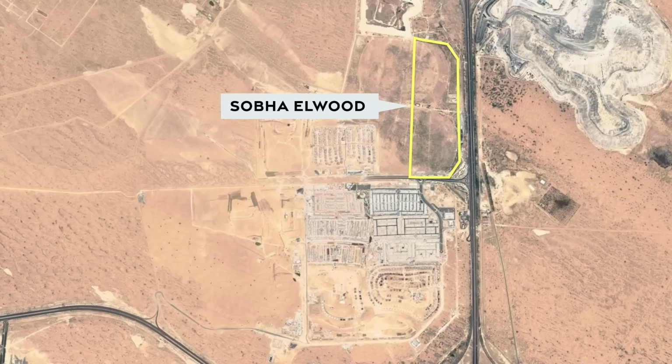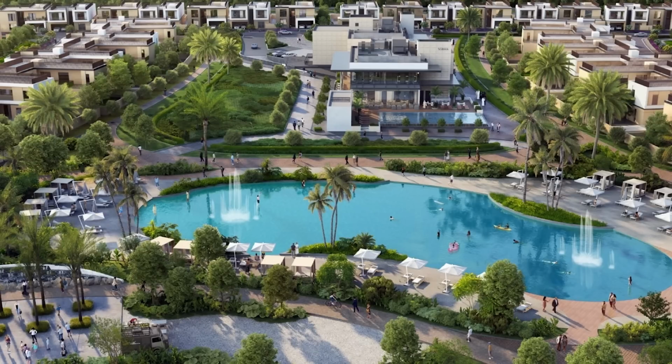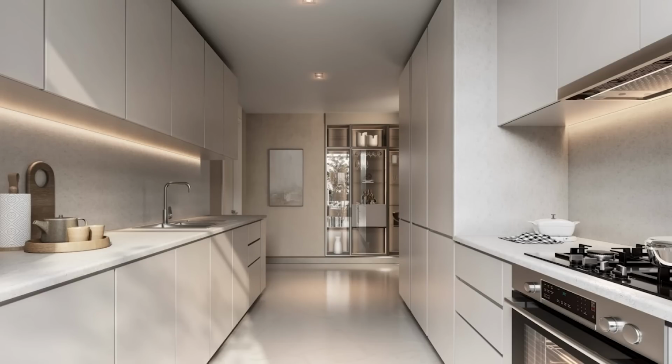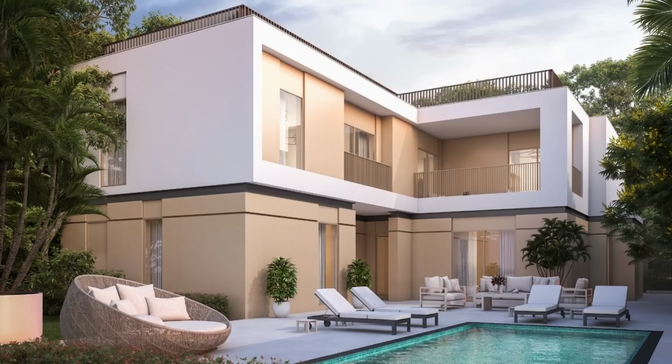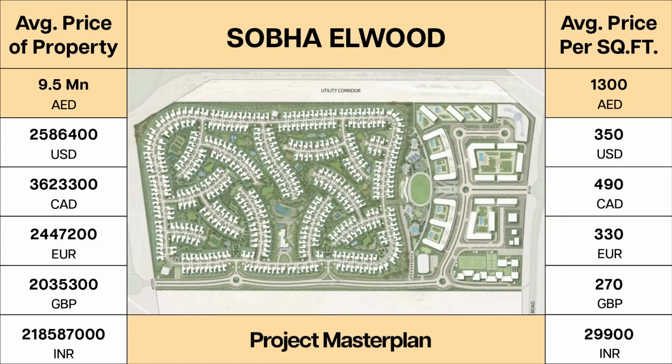Moving on to Sobha's new community, Sobha Elwood, which offers independent villas. The community features 7 theme parks inspired by the world's 7 largest forests and will plant more than 10,000 trees. This project will be the most high-end option in terms of quality in the whole of Zone 4. Average price per square foot is at 1300 and the villa will cost an average of 9.5 million dirhams.